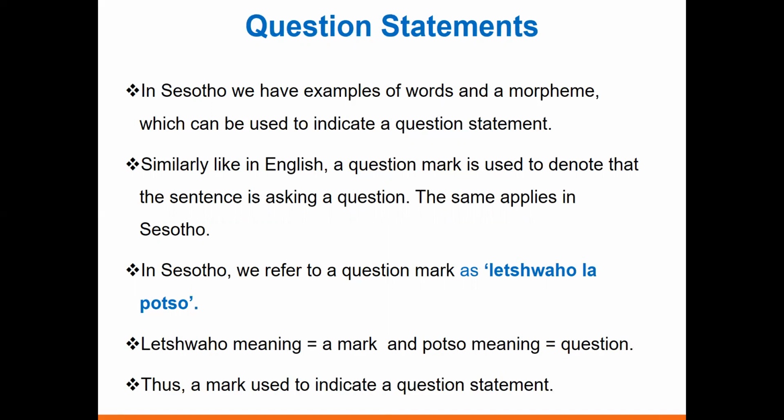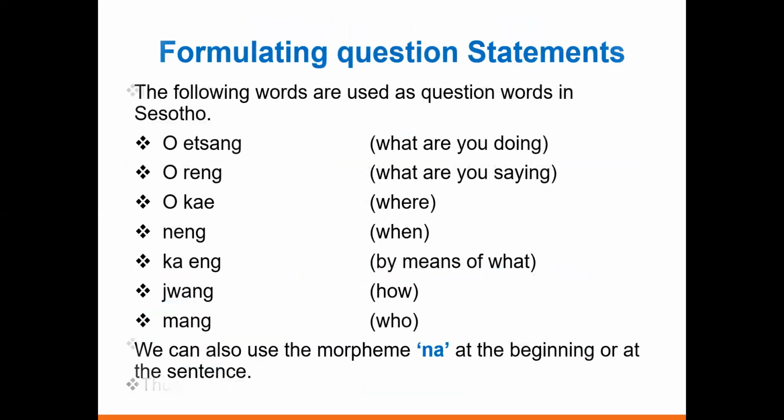And we refer to a question mark in Sesotho as letshwao la potso. Okay, letshwao meaning a mark, and potso meaning a question. Thus, it is a mark used to indicate a question statement. Okay, so if I say to you, kenya letshwao la potso pulelong ena, which means insert a question mark in this sentence, or does this sentence require a question mark? Pulelo ena e hloka letshwao la potso na. Okay, so when we are formulating question statements, this is part of the punctuation that's used in sentences as well.